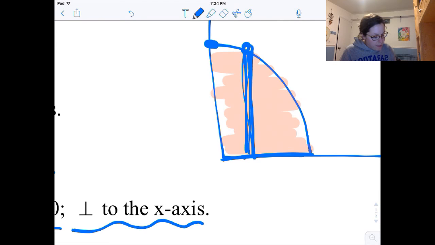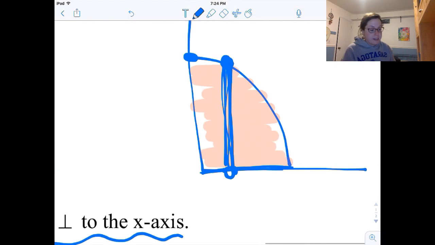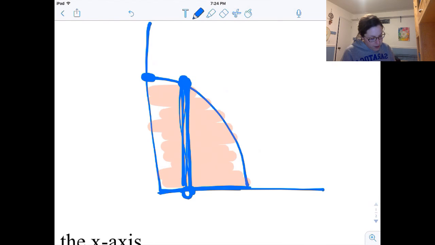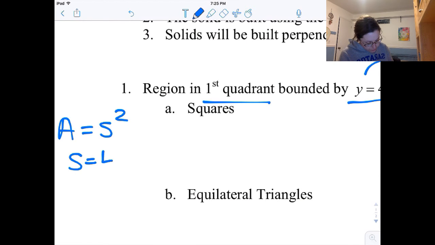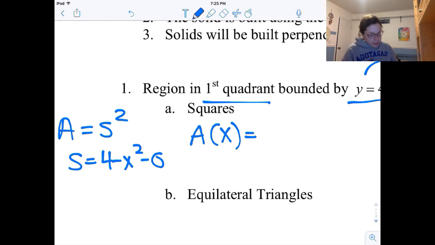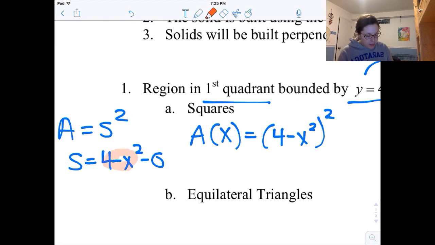Top to bottom is just what we did at the beginning of the live stream: 4 minus x squared up here, and this is just 0, so top minus bottom. So the side length is 4 minus x squared minus 0. It's top minus bottom. If you don't put the minus 0, it's not a big deal. So my area in terms of x is the side length, 4 minus x squared, quantity squared. I'm substituting my side length in there.